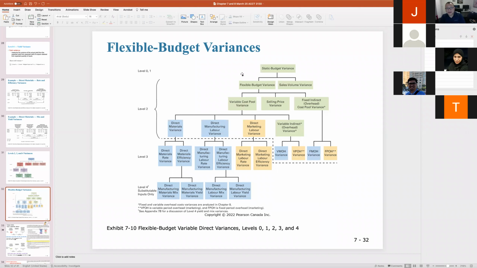So now take a look, right? This probably makes more sense to you now, after watching the video. So you start with the level 0, static budget variance, and this will be broken down into a flexible budget variance and sales volume variance, right? And this flexible budget variance is broken down into a selling price variance, variable cost, and the fixed cost pool variance. And under the variable cost pool, there are direct materials variance, manufacturing labor variance, marketing, and then you have rate variance, efficiency variance. Okay, so I just use that one example to cover this picture. I hope that you are comfortable with this.